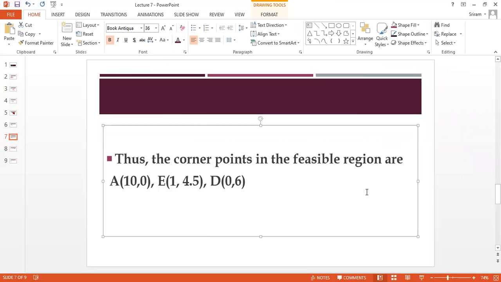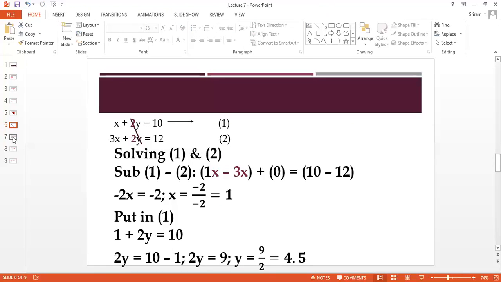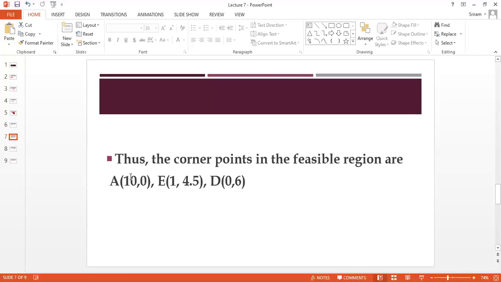Okay, thus the corner points. Now I am going to check for the corner points. What are all the corner points I have? 10, 0 is one corner point. The other corner point is E, 1 comma 4.5. The other corner point is 0 comma 6. So we are having 3 corner points: 10 comma 0, 1 comma 4.5, 0 comma 6.